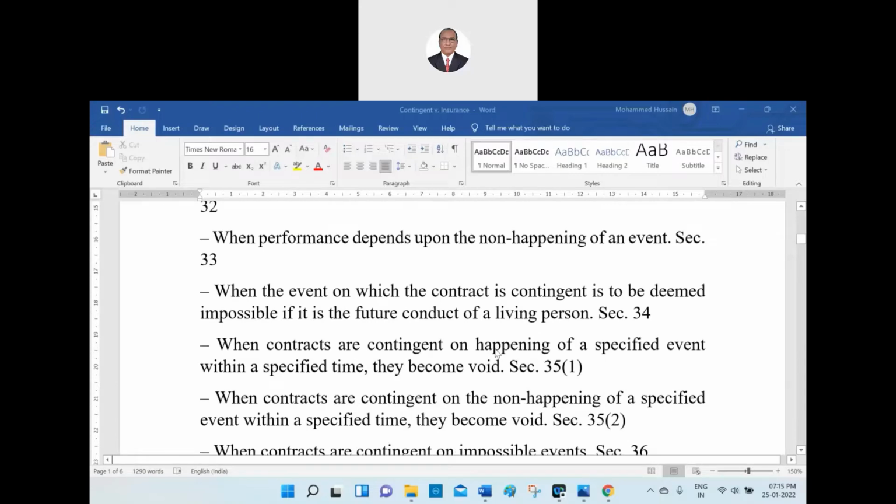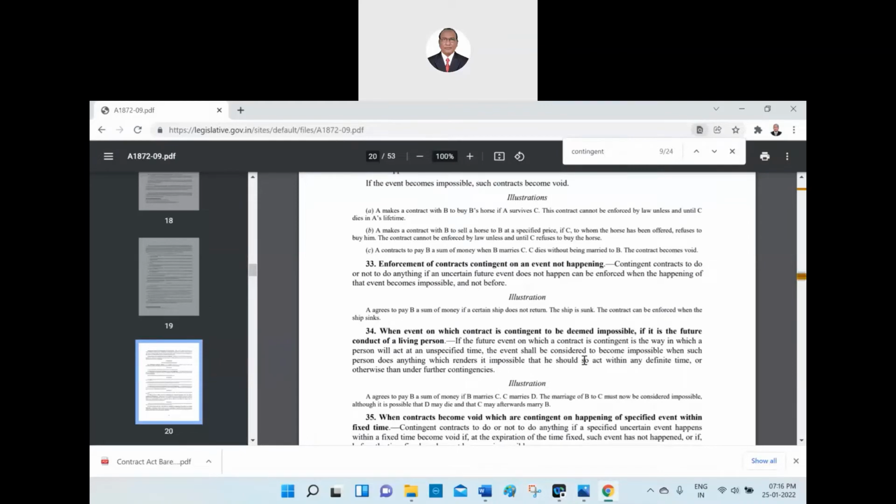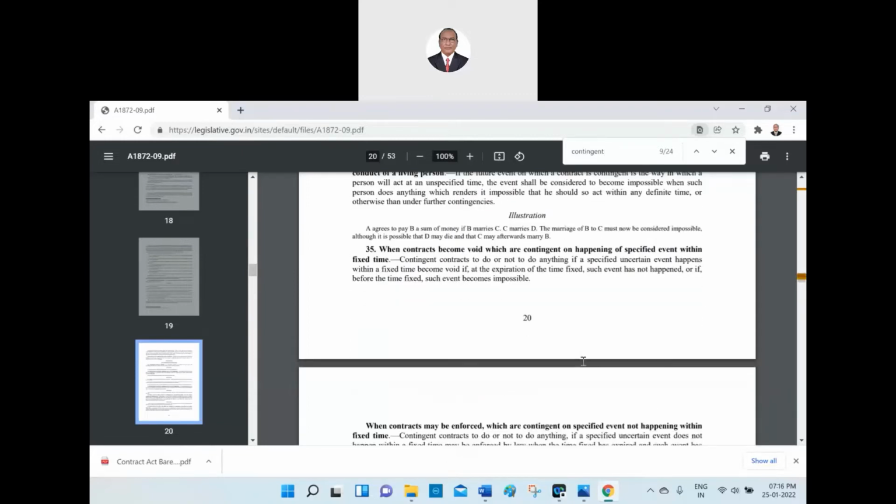Next, when the event on which the contract is contingent is to be deemed impossible, that is the future contract of a living person, Section 34 says. Is such a contract valid or not? Let us see Section 34: when the event on which the contract is contingent is to be deemed impossible. Let me see the illustration.